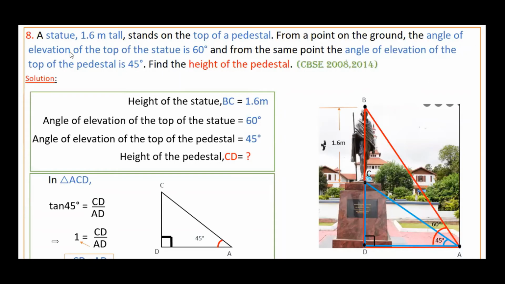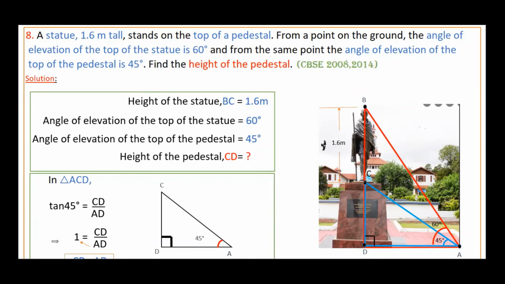This is the 8th problem. A statue 1.6 meters tall stands on the top of a pedestal. So here the statue is 1.6 meters in height. The height of the statue is given, that is 1.6 meters, and it stands on a pedestal. See here, this is the pedestal and this is a statue. From a point on the ground, the angle of elevation of the top of the statue is 60 degrees.